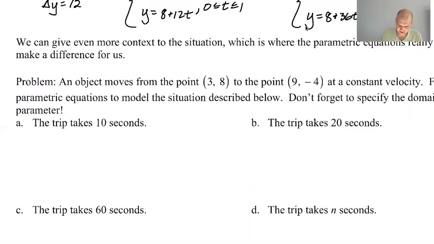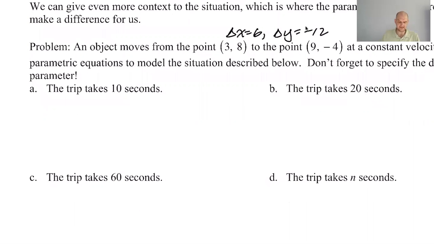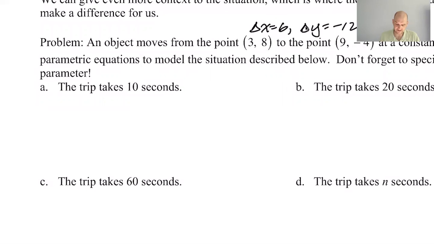So we know that just from these points, delta x is going to be 6. Delta y is going to be -12. Like we know that, right? That's just what you get. If I want the trip to take 10 seconds and I need to span 6 units for x and I'm going at a constant velocity, then each second I need to go the same amount of x, basically. So what I want to do is use delta x, which is 6, divided by 10.